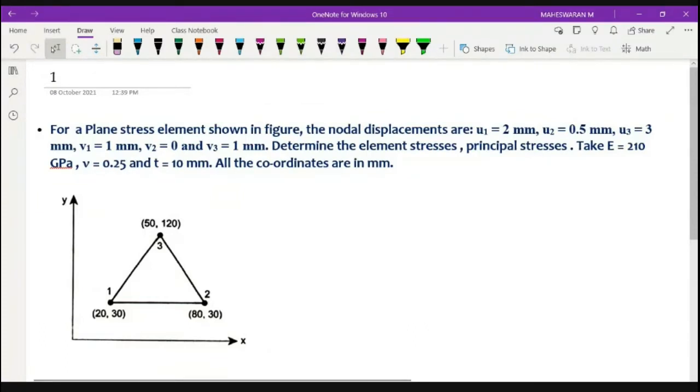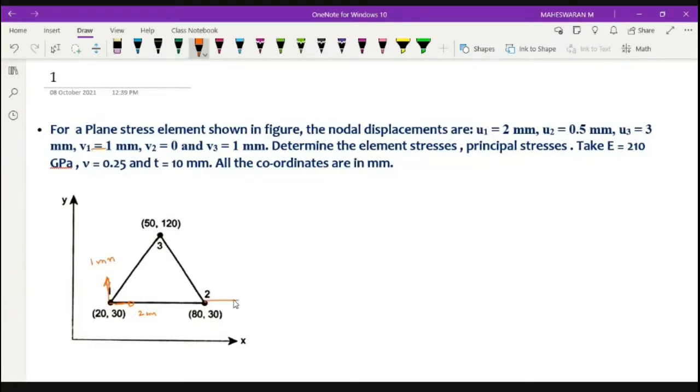You have an element. The element is a plane stress element, and the displacements at each node are given after you apply a load. So nodal point 1 has two displacements: U1, which is 2 mm, and V1, which is 1 mm. We can see this point. So U1 is 2 mm and V1, in the vertical direction, is 1 mm. It is mentioned here.